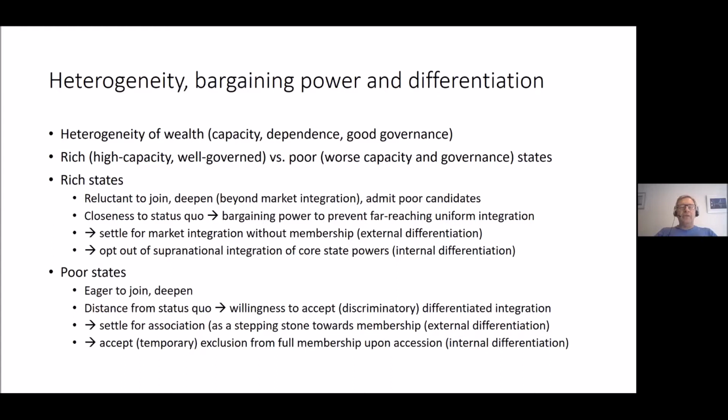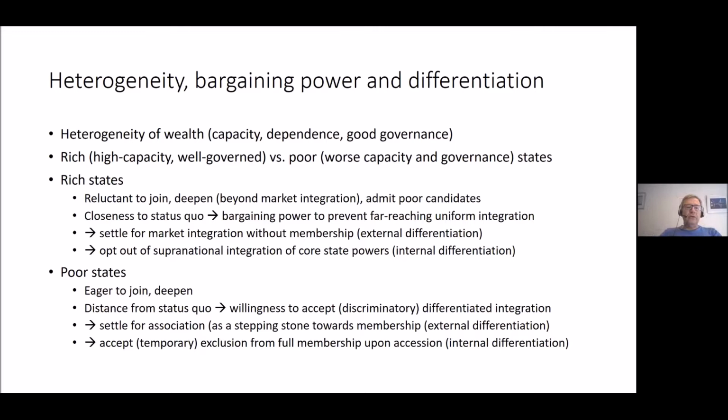Wealth has to do with dependence. Wealthier states are less dependent on the cooperation, integration with other countries. Poorer states are more dependent. And it has to do with good governance. Wealthier states are, by and large, better governed than poorer states. And all of that matters for differentiated integration decisions. So the main heterogeneity in the European Union that drives differentiated integration pits rich countries, high capacity, well-governed countries against poor countries who have worse state capacity and who are less well-governed.